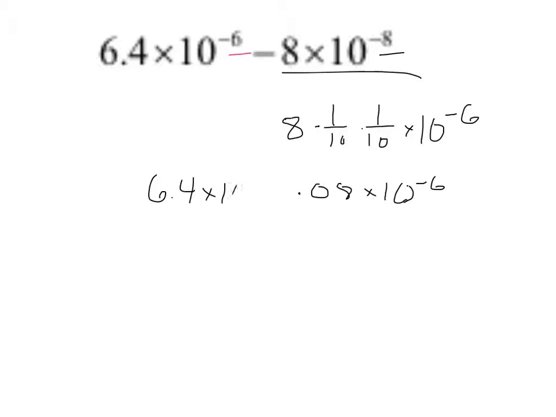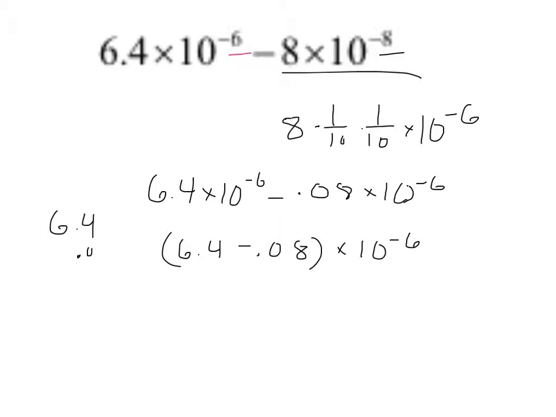6.4 times 10 to the negative 6 minus 0.08. So that's 6.4 minus 0.08 times 10 to the negative 6. Do your subtraction off to the side, line up those decimal points. It's going to give me 6.32 times 10 to the negative 6.